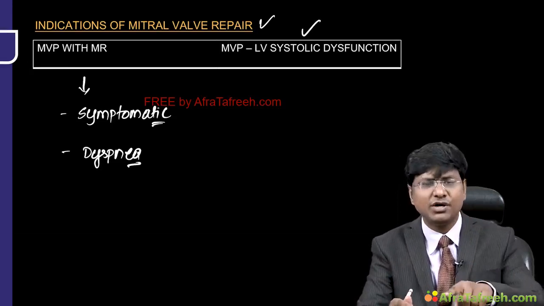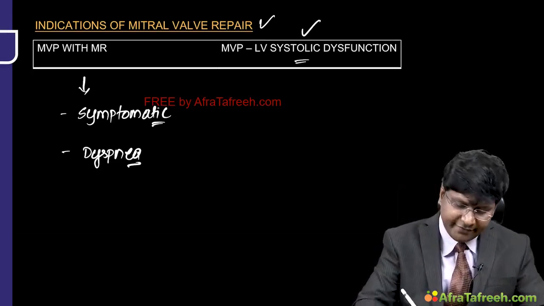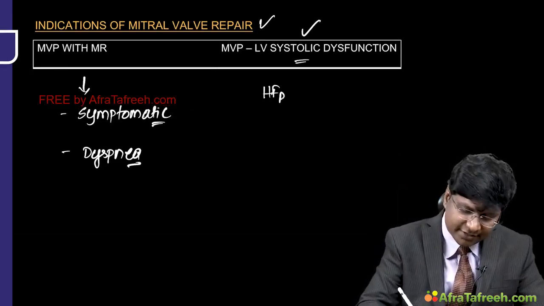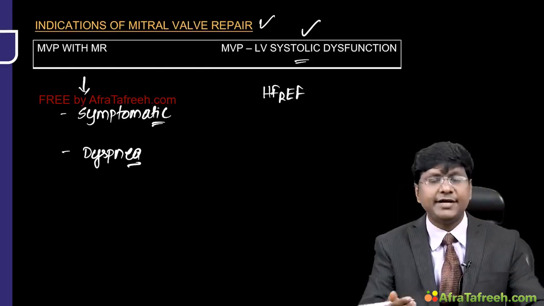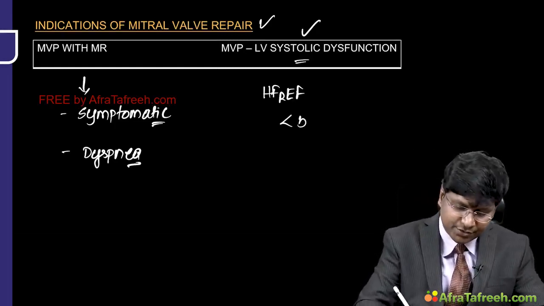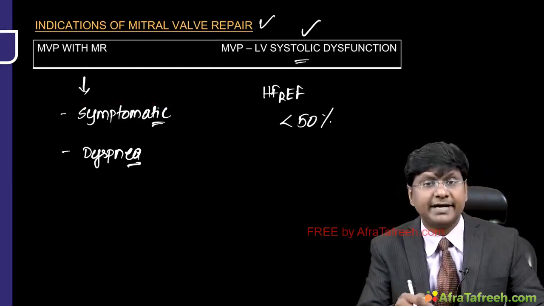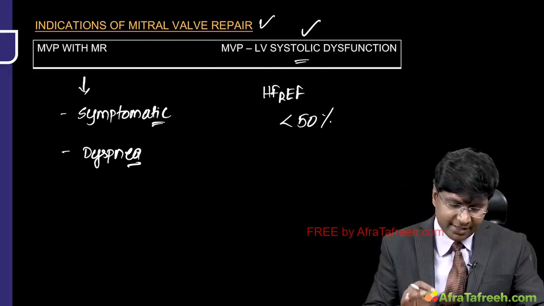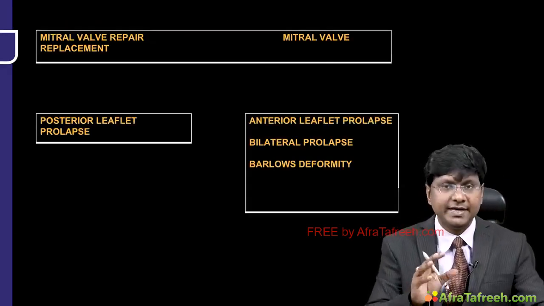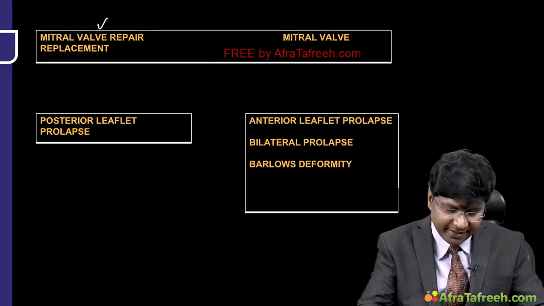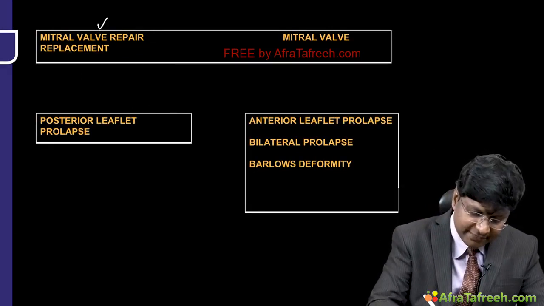If, because of mitral regurgitation, the individual has developed heart failure with reduced ejection fraction secondary to MR, right? The ejection fraction is reduced to less than 50%. That is also an indication for mitral valve repair. Now we have two options in the interventions. One is mitral valve repair and the other one is mitral valve replacement.